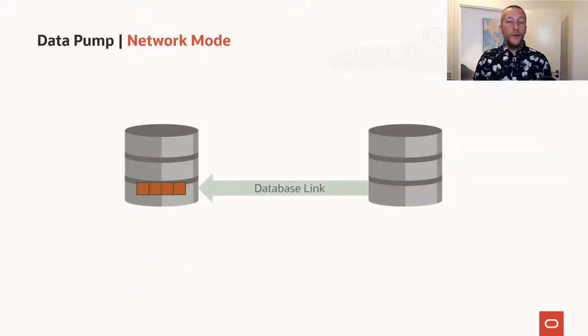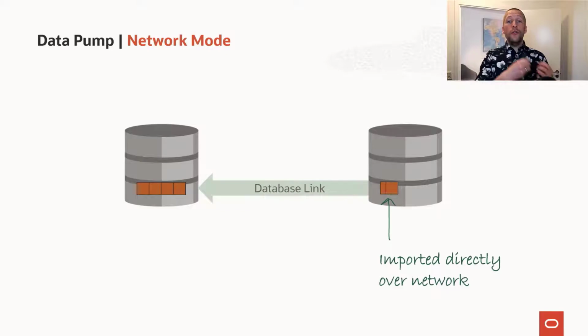In contrast to that, you can use Data Pump in network mode. When you do that, you simply invoke import on the target database directly. It'll connect to the source database and load all the data via the network link and put it into the target database.